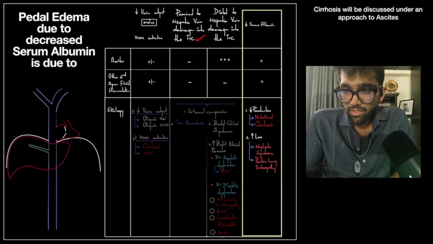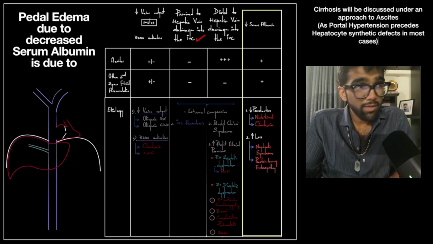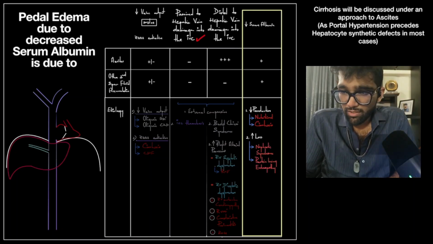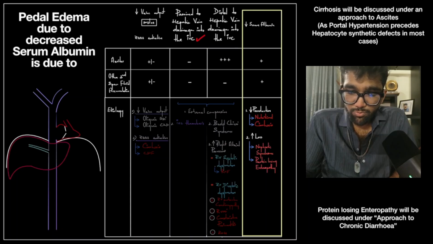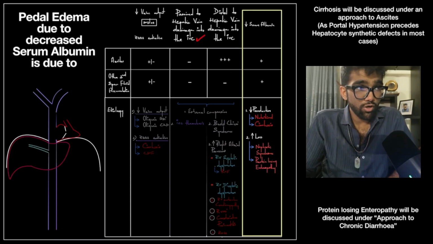Cirrhosis will be discussed under an approach to ascites, which is an upcoming series, as portal hypertension often precedes abnormalities in hepatic synthesis, hepatocyte synthetic dysfunction. And the other thing is that protein losing enteropathy will be discussed under an approach to chronic diarrhea.